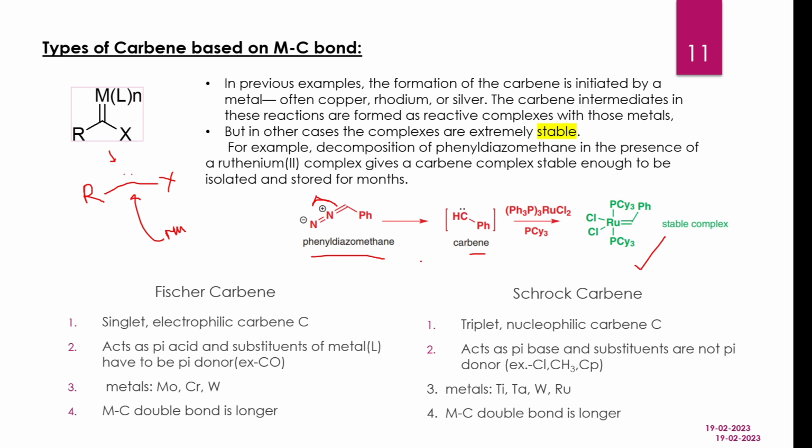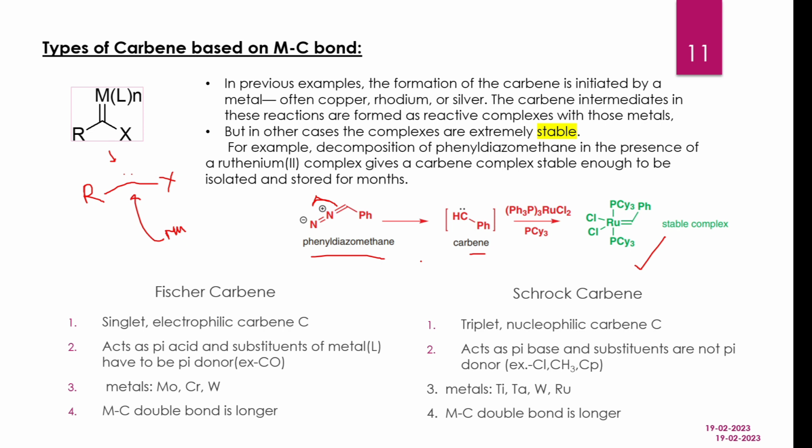Because you know that in the case of triplet carbene, both the electrons are in different orbitals, so they act almost as a free radical. So this can act as a nucleophilic carbon. They can donate one electron to some electrophilic species. So in the case of Fischer carbene, it acts as an electrophilic, singlet carbene. In the case of Schrock carbene, it acts as a nucleophilic, triplet carbene.